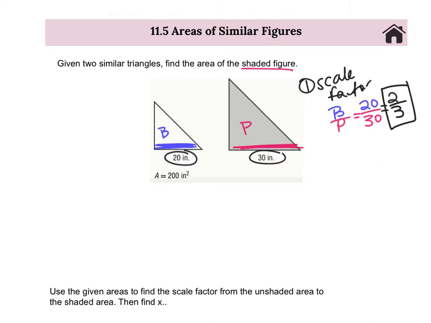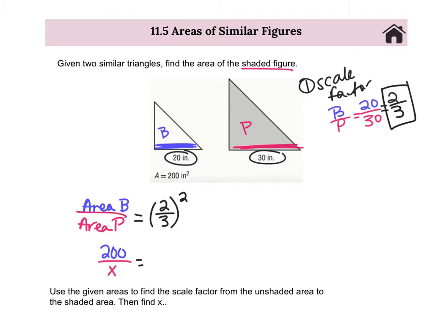Now, why do we need our scale factor? Remember, we know the area of one polygon is proportional to the area of the other polygon by the scale factor squared. So our scale factor here is 2/3 squared. The areas are proportional to the scale factor squared. So we're going to say the area of B, which is 200, we're given that, over the area of P, which we're looking for, equals, simplifying that square, 4/9.